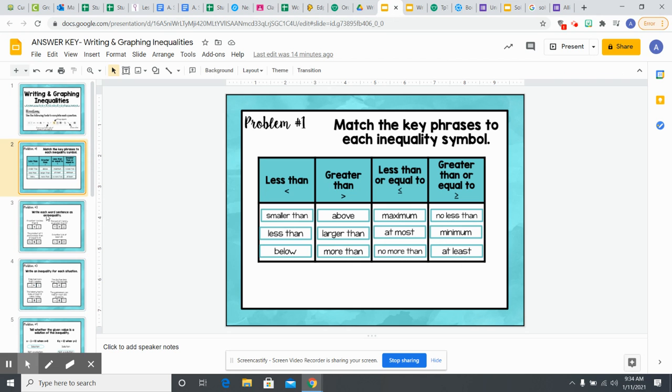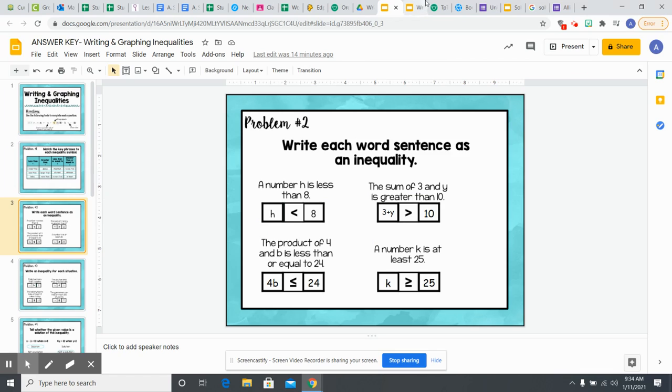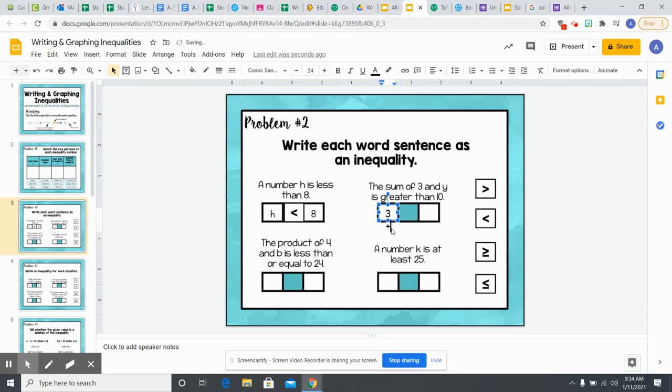Let's see how that looks. Let me see if I can make this a little bit smaller. Let's try 12. Let's try 14. There we go. So put it at 14 to make it fit in the box.